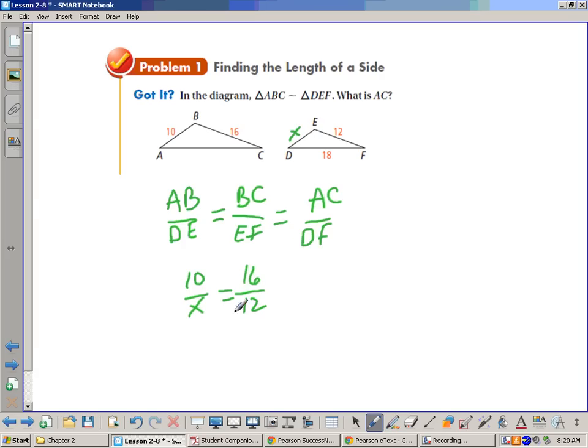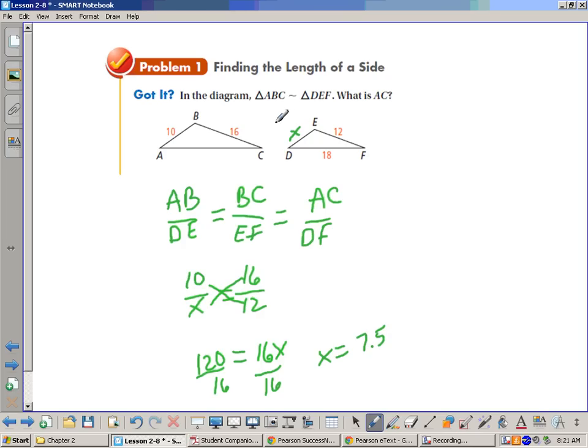Now we're just going to cross multiply. We're going to do 10 times 12, which is 120, and 16 times x, which is 16x. We're just doing our cross product here, multiplying those. Now we just need to take 120 and divide by 16, and we'll get x equals 7.5.